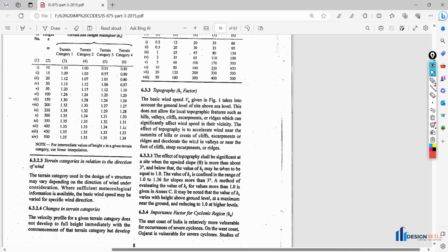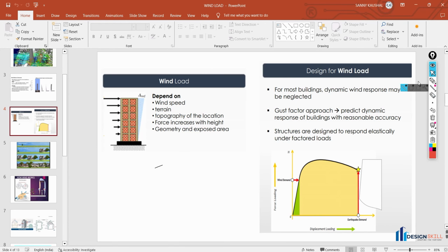Now move to the next important thing, which is that force increases with height. When you increase the height of the structure, you will find that the force of the wind is going to increase. Because if you go to the top floors, as you increase the height of the structure, you will find very few obstacles, and that is the reason why the wind speed increases. So it is written clearly that force increases with height.